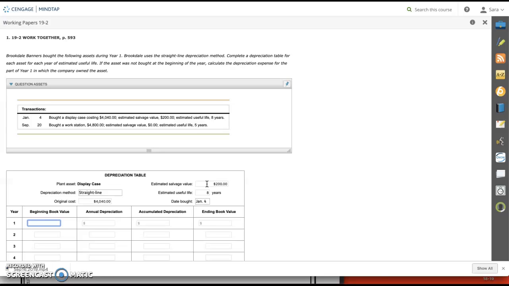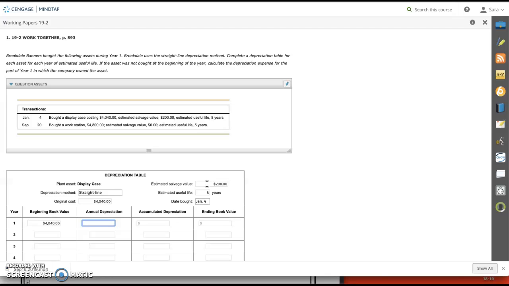So we start with our beginning book value, which is our original cost, so the $4,040. And then to calculate our annual depreciation, we will take the original cost, $4,040, minus our salvage value of $200, and then take that number divided by our useful life, so divided by 8. And so we get that each year our annual depreciation will be $480.